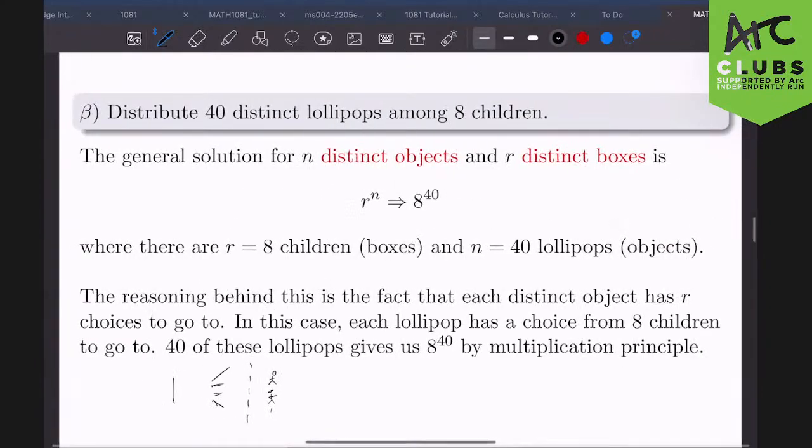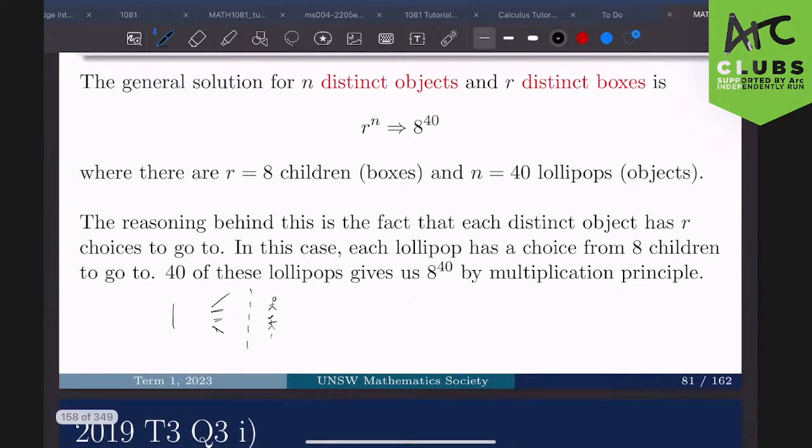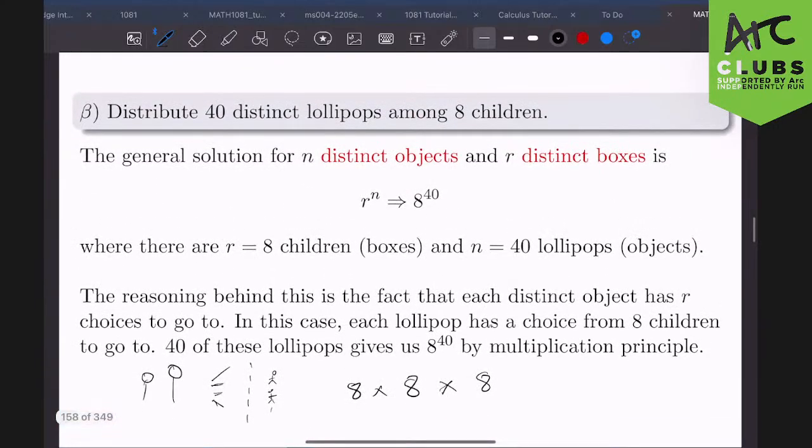Clearly they've got 8 options, so it's going to be 8, and then the second lollipop also has 8 options. The next one will also have 8 options, and this just follows on until you're out of lollipops. So once again, think about where the lollipops are going, rather than which lollipops one child gets. I feel like that makes sense.